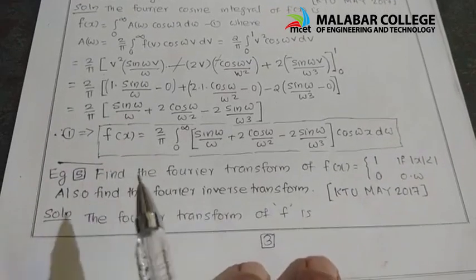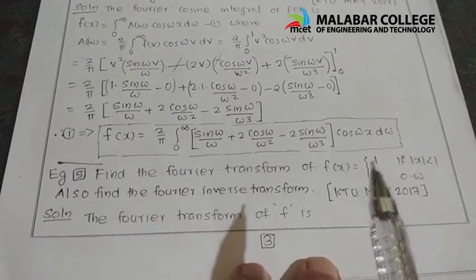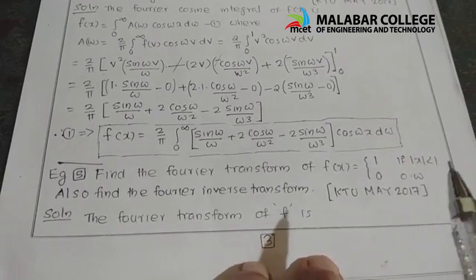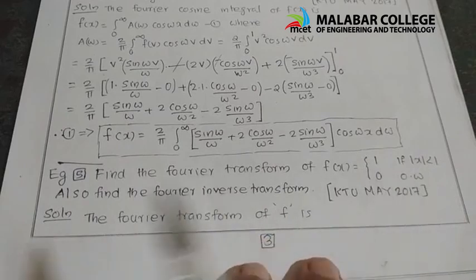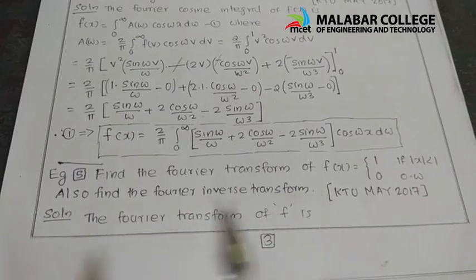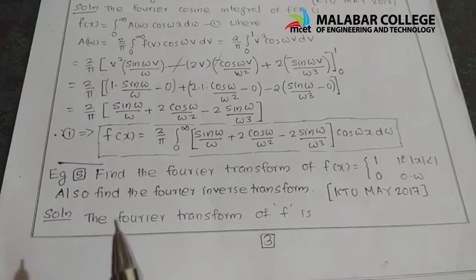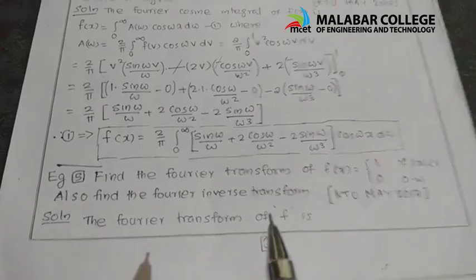Next question, I have to find the Fourier transform of f of x equal to 1 if mod x less than 1 and equal to 0 otherwise. Also find the Fourier inverse transform. So first of all we have to write the Fourier transform of f.